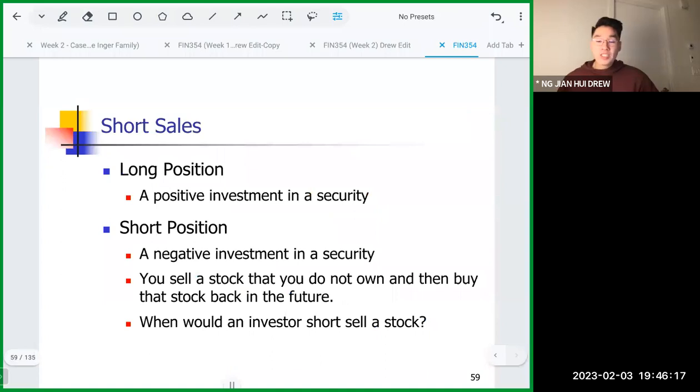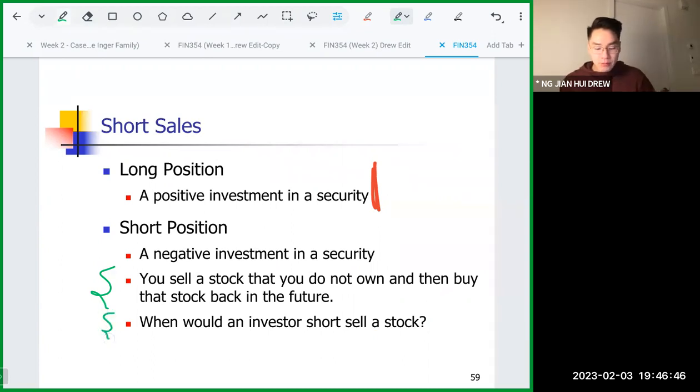So a long position is the simplest position, right? A long position is basically, now I want to buy a stock. I go to the market, I buy a stock, and I hold the stock. So that's a long position. Now, what's a short position? A short position means that you are going to sell a stock that you do not own, with the intention to buy back the stock in the future.